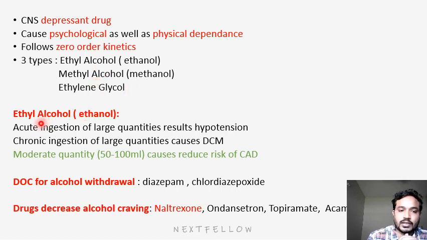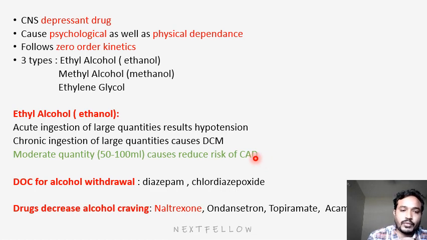First, ethanol, that is ethyl alcohol. Acute ingestion of large quantities will cause hypotension. Chronic ingestion of large quantities will cause dilated cardiomyopathy. So when you take large quantities of alcohol in a short period, it will have a chance to develop hypotension. The same large quantities over a prolonged period, more than 1 or 2 years, the patient has a chance to develop dilated cardiomyopathy. It has one more therapeutic purpose also: moderate quantity, that is 50 to 100 ml daily consumption, will have a chance of reducing coronary artery disease by increasing HDL levels and decreasing LDL levels.